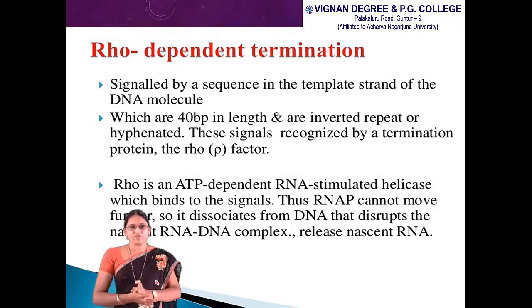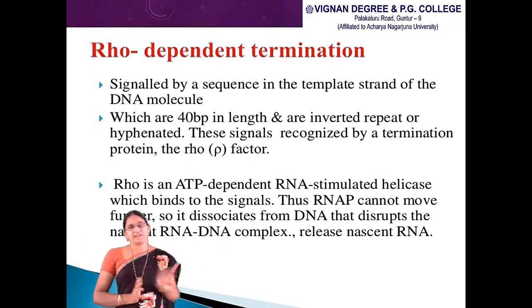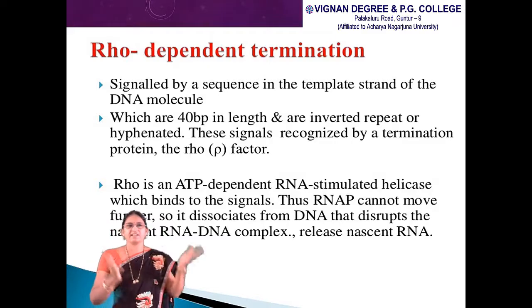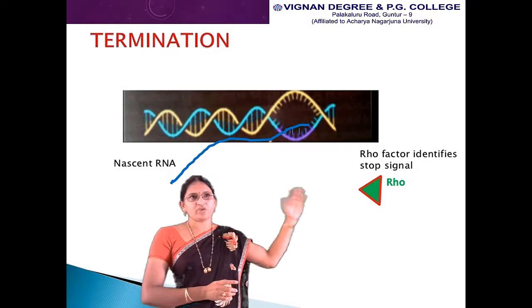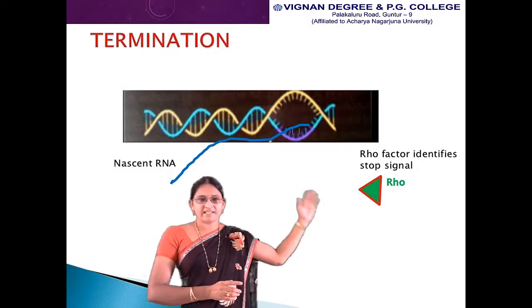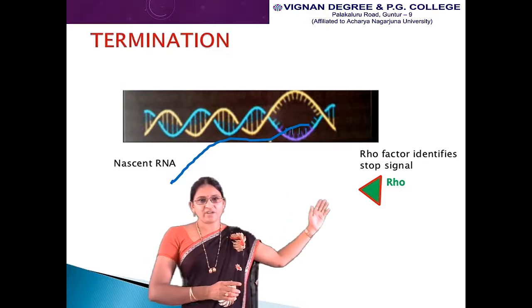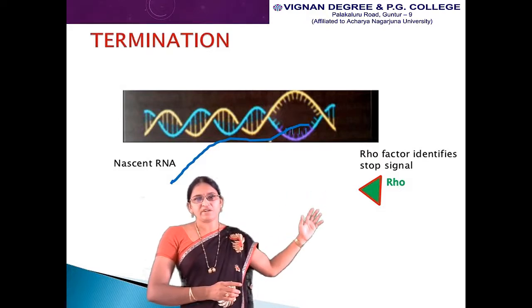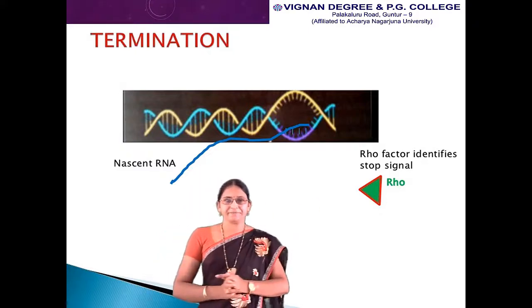It uses energy, and it binds to the signals. Thus RNA polymerase cannot move further, so it dissociates from DNA. That disrupts the nascent RNA-DNA complex and releases the nascent RNA. So this is the picture showing the termination. Rho protein binds to the signals and the binding of the Rho protein does not allow the movement of the RNA polymerase, and it breaks the bonds between the RNA-DNA hybrid and allows the release of the nascent RNA.